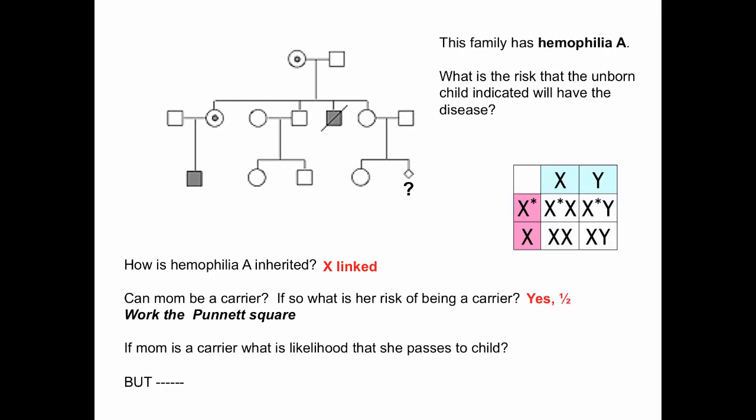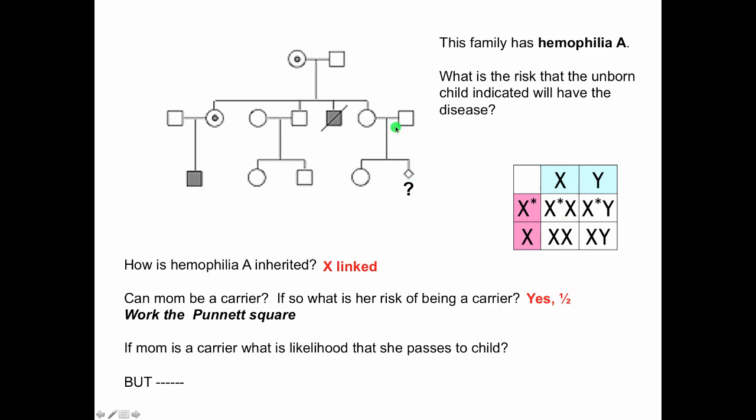And if so, what's her risk of being a carrier? You can work the Punnett square. She certainly could be a carrier. We know that her mother was a carrier. So we can say, well, her mother, carrier, represented like this, mating with her father. We know that she has a 50% chance of being a carrier.